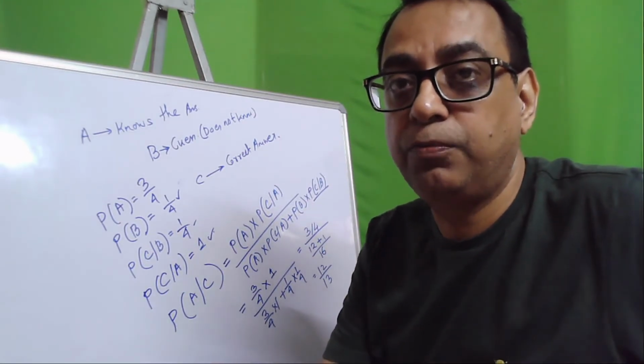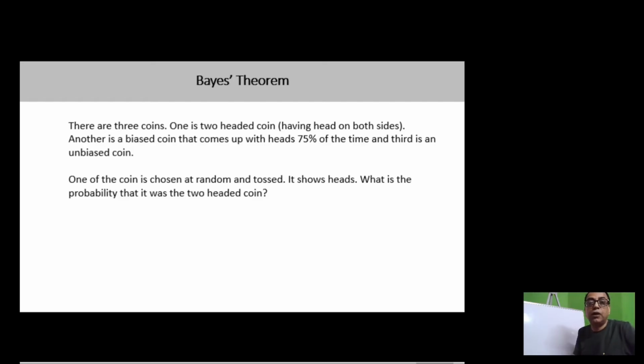Let's look at another problem. There are 3 coins. One is a two-headed coin, that means having head on both sides. Another is a biased coin that comes up with heads with 75% probability. And the third one is the unbiased coin.